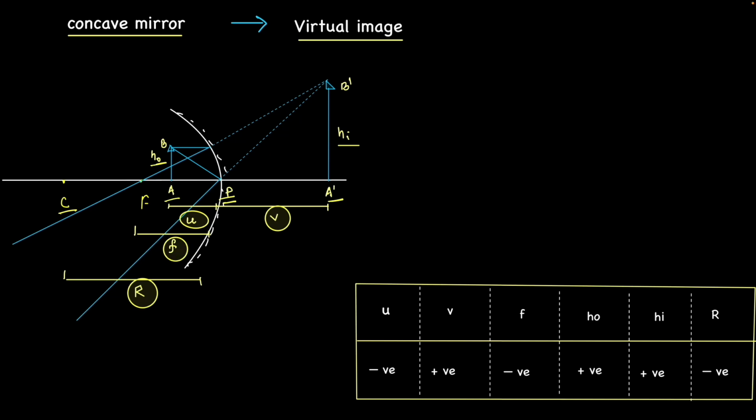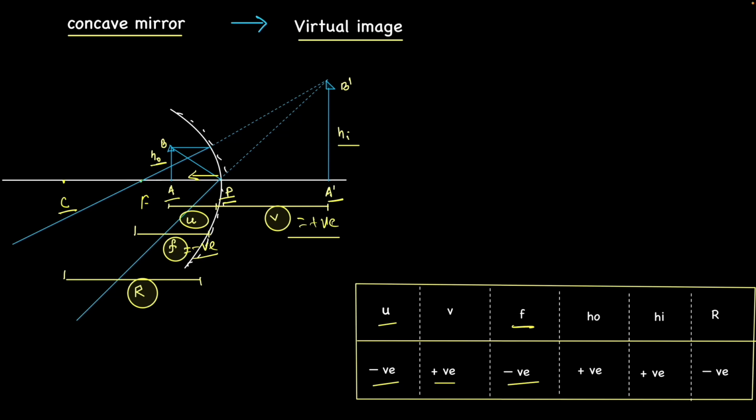So you see here, U lies where? U is on the left side of the pole, so it is considered as negative. V is on the right side of the pole, so it is positive. Similarly, focal length is on the left side. This is on the left side of the pole, so it is negative.